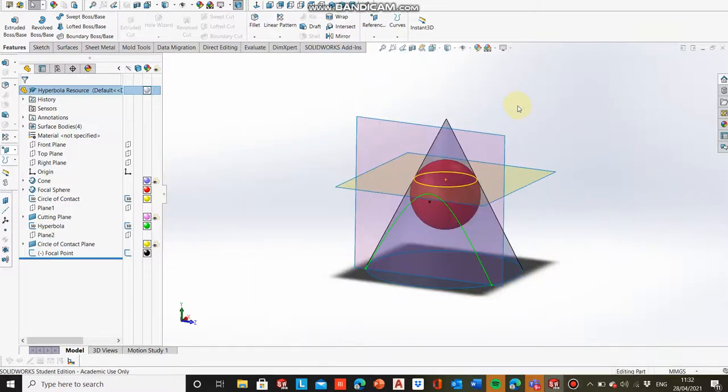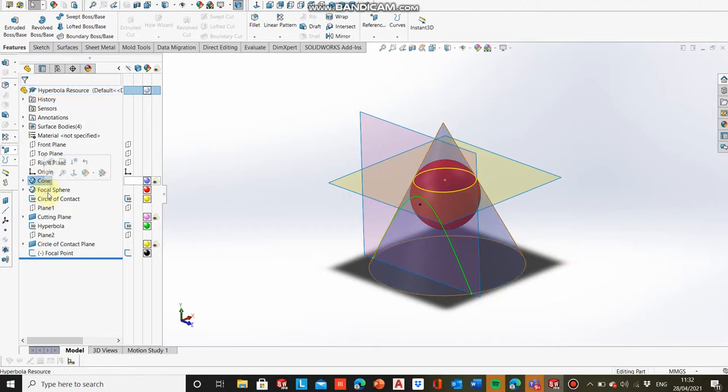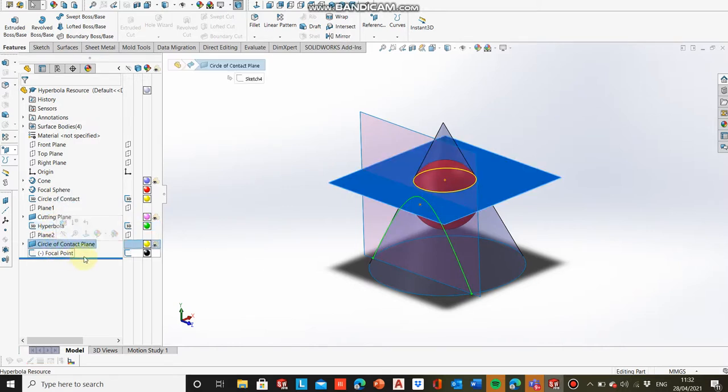So this is my SolidWorks resource I have for the hyperbola. What I've done here is I've labelled or included all the parts that you need to figure out the hyperbola. On the left hand side here I have my cone, my focal sphere, my circle of contact, my cutting plane, my hyperbola itself, the circle of contact, and my focus or my focal point.